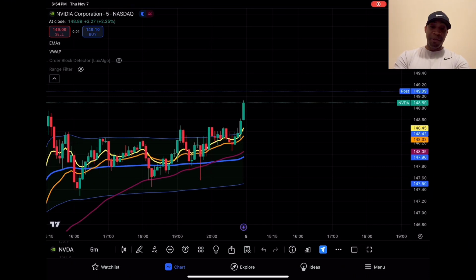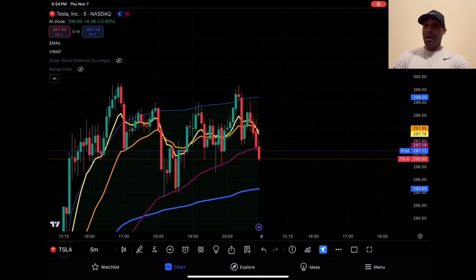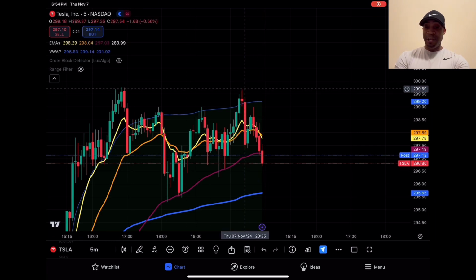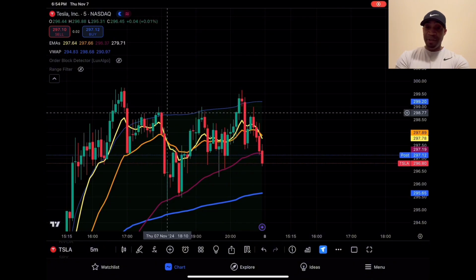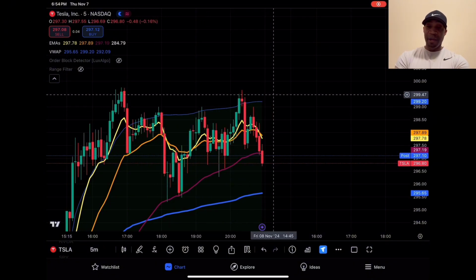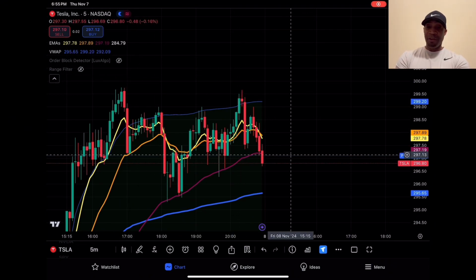Next ticker up is going to be Tesla. Tesla was a play that you could have made some money on. I call this play out a double top. You see this area right here? Anytime you start seeing this right here, it's going to be some type of pullback. Plan on it. Even when you get the little double tops in the middle right there, it's going to be a reaction and then they're going to pop back up.